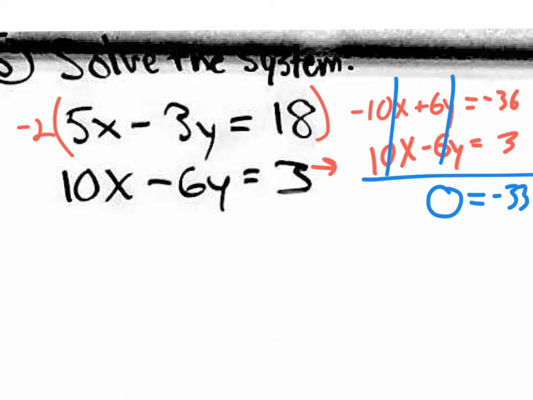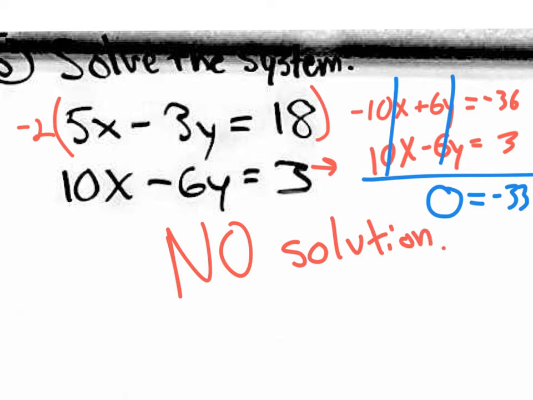Now we know that that's impossible. 0 cannot equal negative 33 ever. 0 just equals 0. So what do we say? We say no. We say no solution. No solution. Okay, so that's a special case.